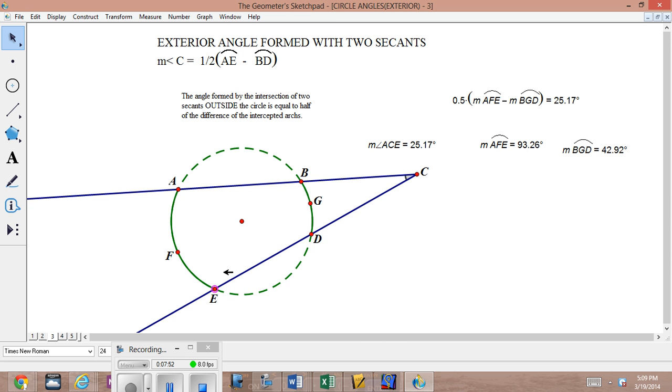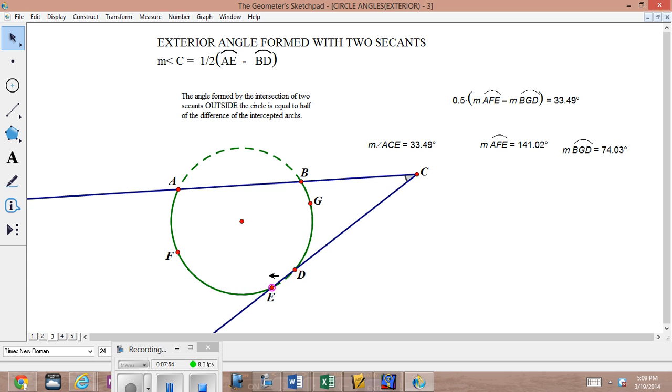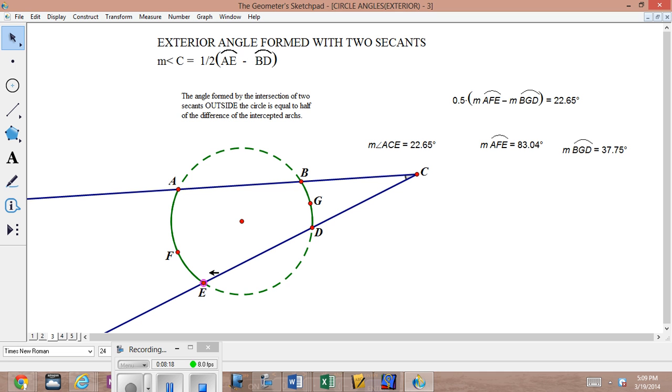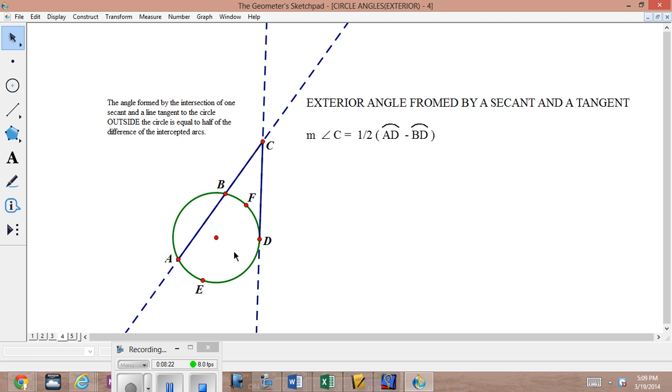Now notice, this is going to be the other two cases. Here I swing this around so that this becomes a tangent now. It becomes a tangent, only touching at 1 point. Still, it's the arc AFD minus the arc BGD. The furthest arc minus the closest arc, the angle cut in half. That's the relationship there.